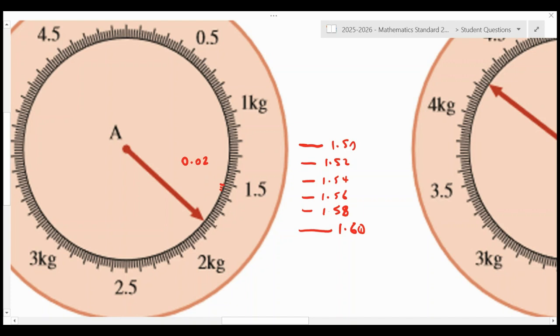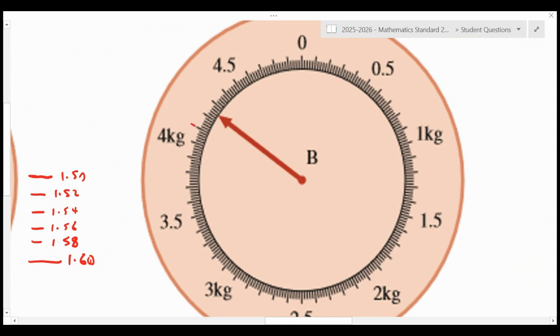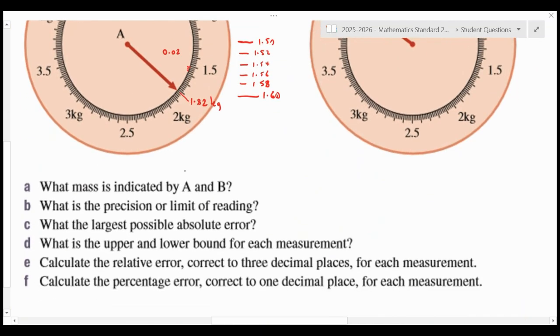So if we read this, that is 1.8. I'll put the 0 at the end just so we can see it. And then we're going up 1 more. So that means this line here is 1.82 kilograms. So very similarly on this one, we're at 4, 4.1, 4.2, that'd be 4.3. So 4.2 is there. And we are at 1, 2, 3 of them. So if we look at that one, that will be 4.26 kilograms. So that's our 2 measurements. So let's just zoom back out a bit. So A is 1.82 kilograms and B is 4.26 kilograms.